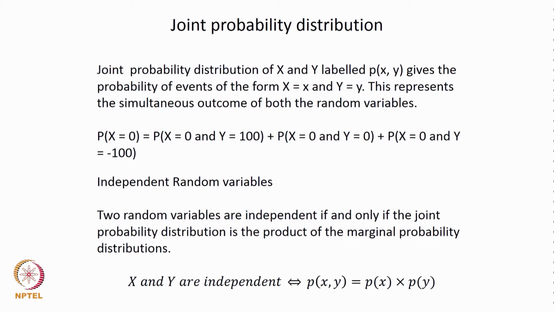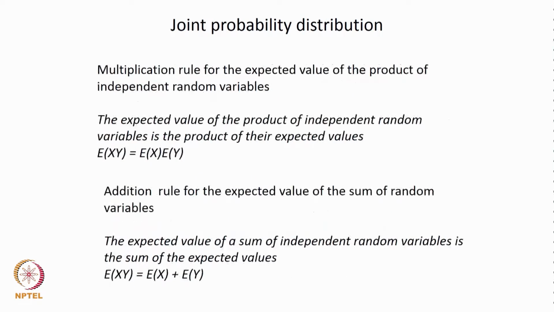Y, we know from the previous slides, can take values of 100, 0 and minus 100 with the given probability. We also define independent random variables. Two random variables are independent if and only if the joint probability distribution is the product of the marginal probability distributions. X and y are independent if P of x comma y is equal to P of x into P of y.